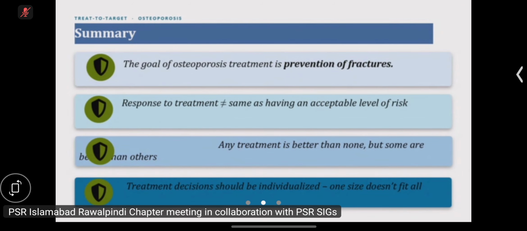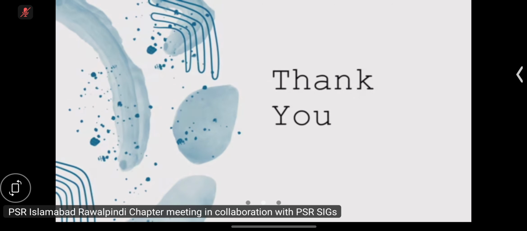So in summary, the goal of osteoporosis treatment is prevention of fractures. We all agree with this. Number two, we have learned that response to treatment is not the same as having an acceptable level of fracture risk. I'm sorry, the slides got a bit distorted here. Thirdly, we learned that any treatment is better than no treatment, but some treatments are better than others. And lastly, treatment decisions should be individualized for every patient. One size does not fit all in osteoporosis, and this is what treat to target approach means for a patient with osteoporosis. Thank you very much.